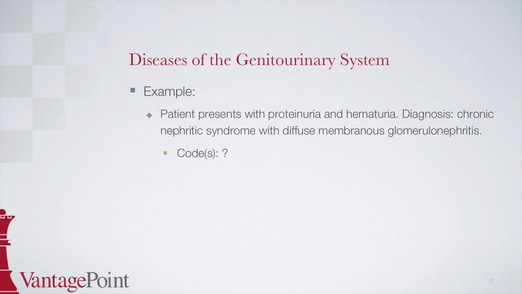For our last example, we have a patient presenting with proteinuria and hematuria. Diagnosis: chronic nephritic syndrome with diffuse membranous glomerulonephritis. How would you code this? Please pause the webinar to complete this example and then hit play to continue and learn the answer.